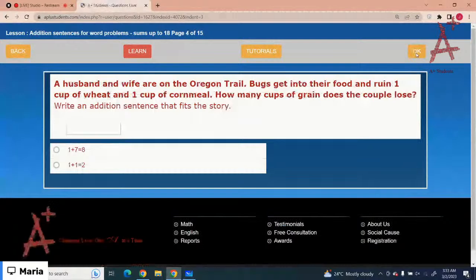A husband and a wife are on the Oregon Trail. Bugs get into their food and ruin 1 cup of feed and 1 cup of cornmeal. How many cups of grain does the couple lose? So you need to calculate the total they lose. Got it? So the numbers involved in the question are 1 plus 1. So which is the correct option? Which is the addition sentence that fits the story? Option 1 or option 2?